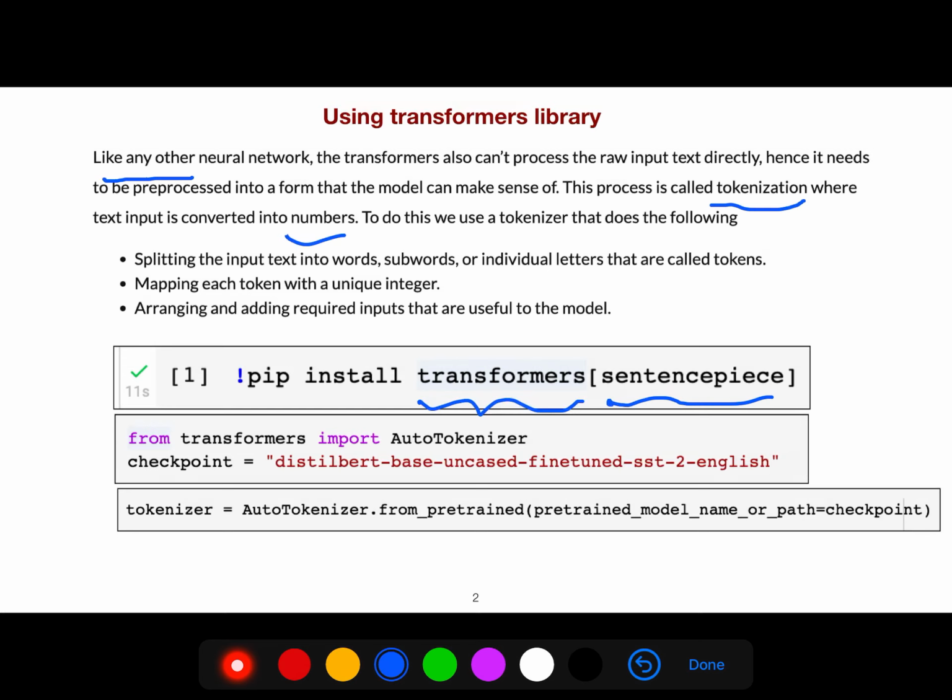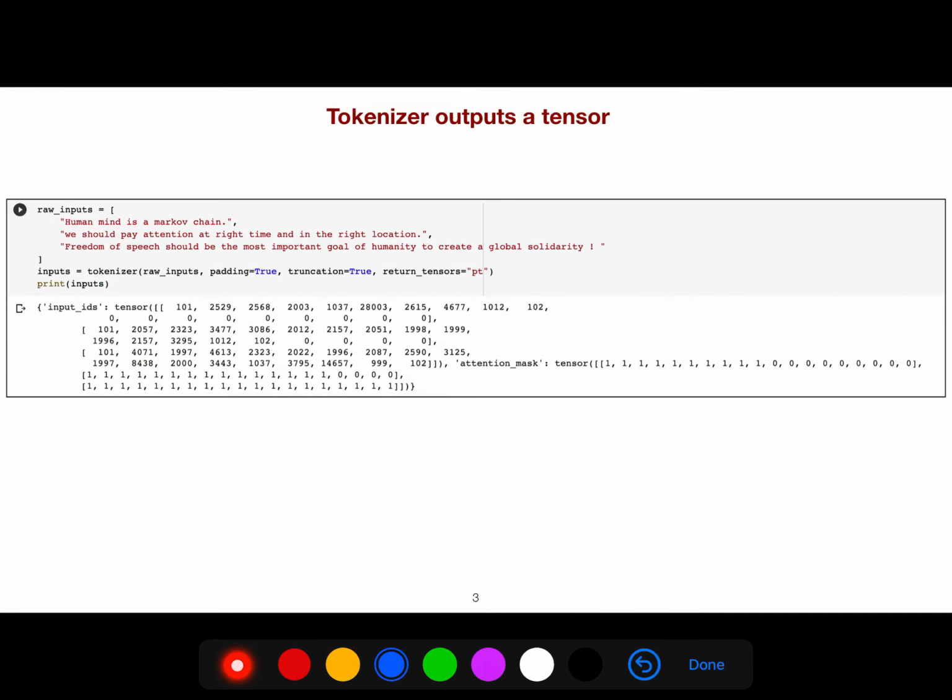We are just using the pre-trained BERT model, and this is the checkpoint. This is DistilBERT base, very, very simple, very light one, uncased, and it is fine-tuned on SST-2 English. And this is a tokenizer. We can see the tokenizer outputs. It outputs a tensor. We can see it like this example, that the output of the tokenizer is like this. As you know, the first sentence is, human mind is a Markov chain. This is what I believe.